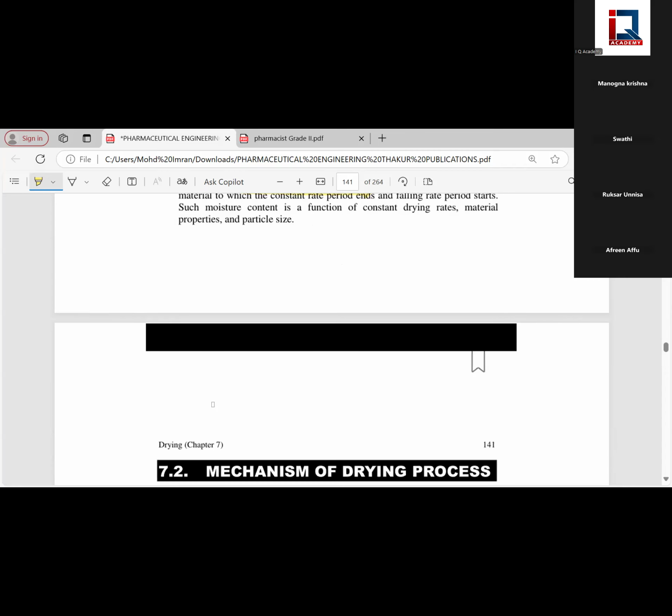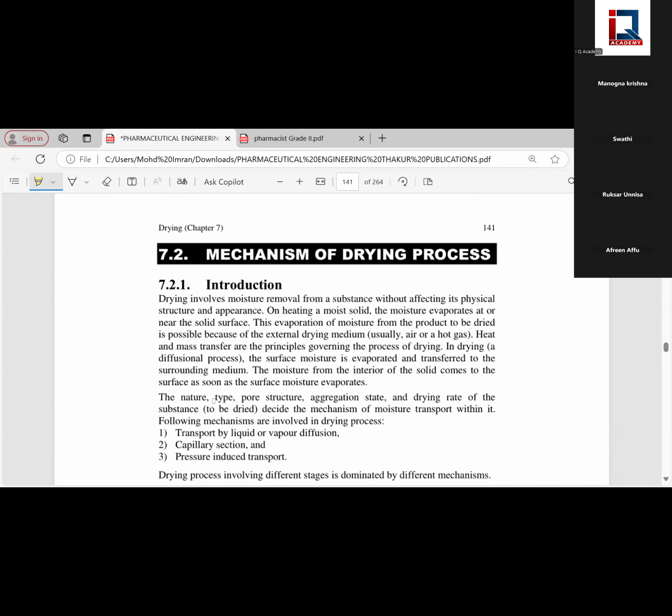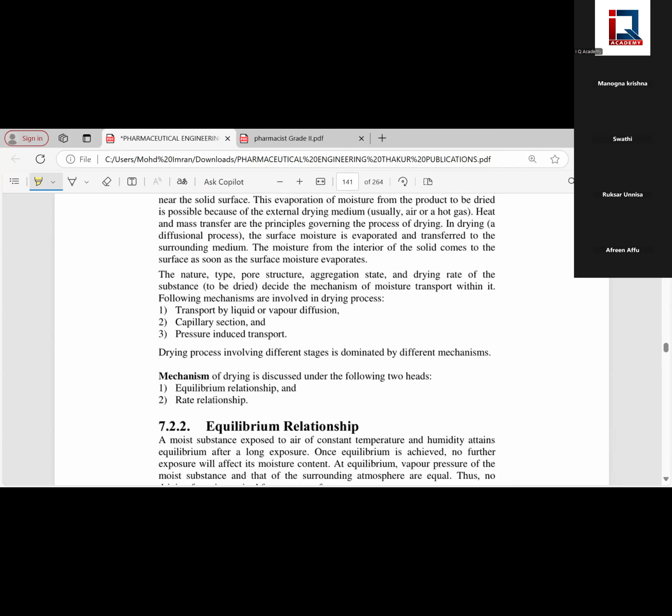Now let's jump into a very important concept, the mechanism of drying, how drying takes place. Drying is discussed under two heads, basically the equilibrium relationship and the rate relationship. These two should be understood to understand the mechanism of drying. The drying mechanism involves different stages and is dominated by different mechanisms. In some stages the equilibrium relationship is important, in some the rate relationship is important.